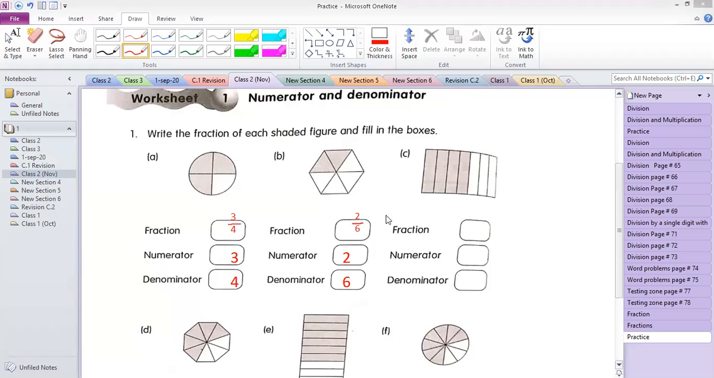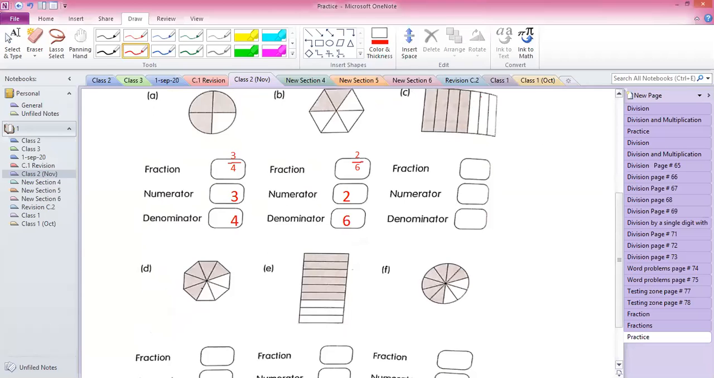Now for C. Guys, for C, we have to write the denominator, numerator, and fraction. Can you tell me the denominator for C? I'm going to open the chat. But guys, if you answer me more than one time, I will cut your marks. Everyone has to participate and everyone has to answer only one time. Tell me the denominator of figure C.